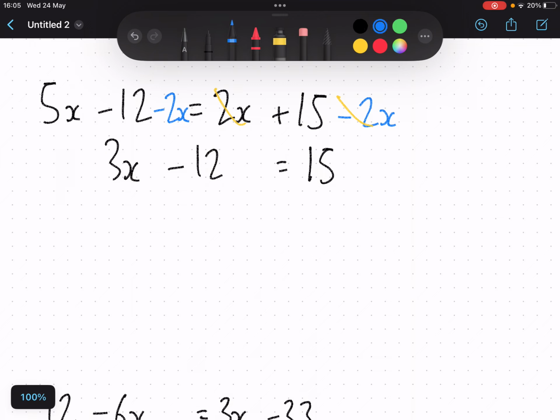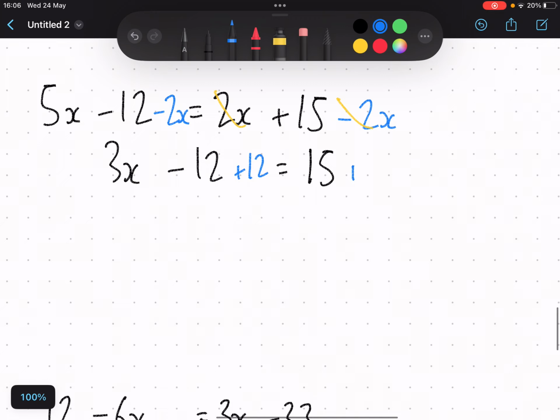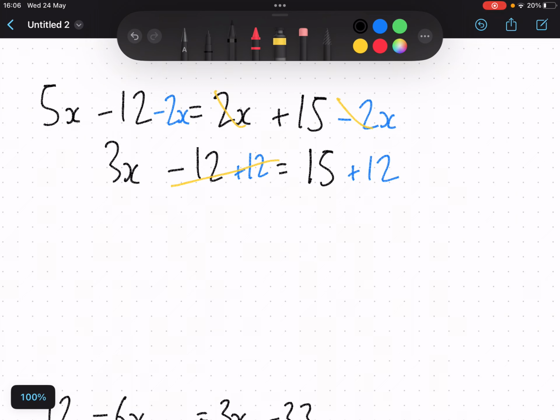So the next thing to eliminate is this minus 12 here. What's the opposite of subtracting 12? It's adding 12 on. If I add 12 to the left hand side, I need to do the same thing to the right hand side. So on the left hand side, minus 12 plus 12 is 0. So I'm just left with 3x on the left hand side equals, on the right hand side, 15 plus 12 is 27.